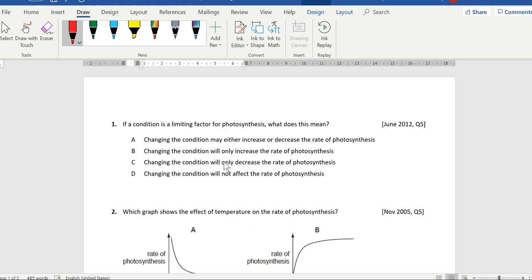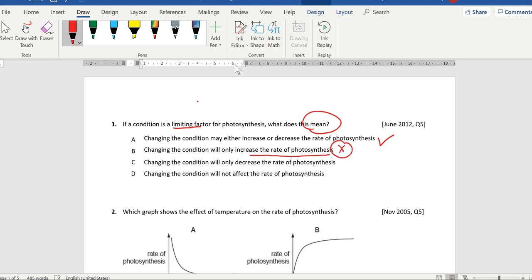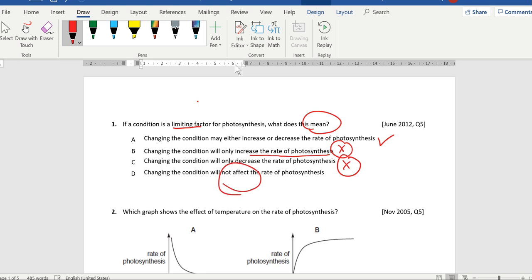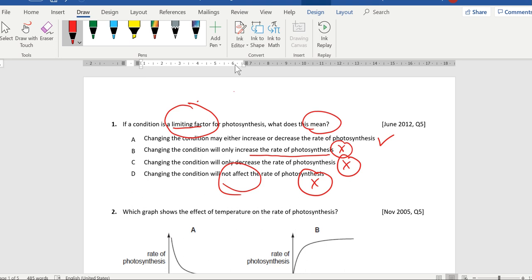If a condition is a limiting factor for photosynthesis, what does this mean? Changing the condition may either increase or decrease the rate of photosynthesis. That's a pretty sound definition. Changing the condition will only increase the rate of photosynthesis? Not really. Changing the condition will only decrease? That's a no. Changing the condition will not affect? So that's not a limiting factor. A limiting factor means that if that factor increases or decreases, it's going to also change the rate of photosynthesis. So the answer for this question is A.